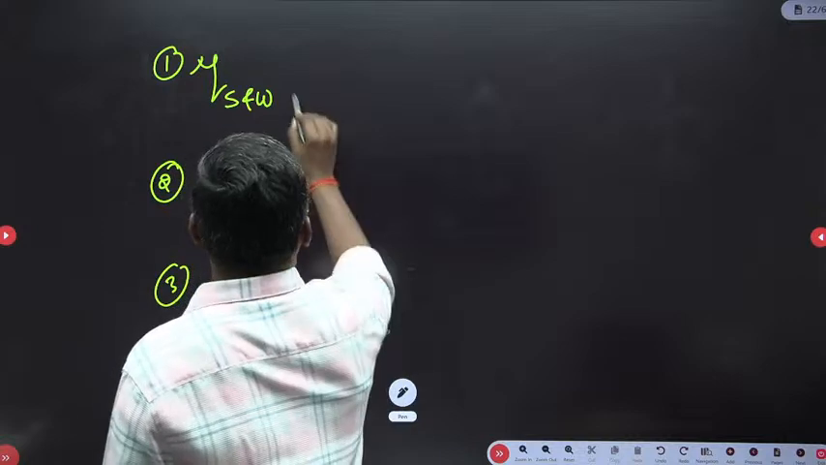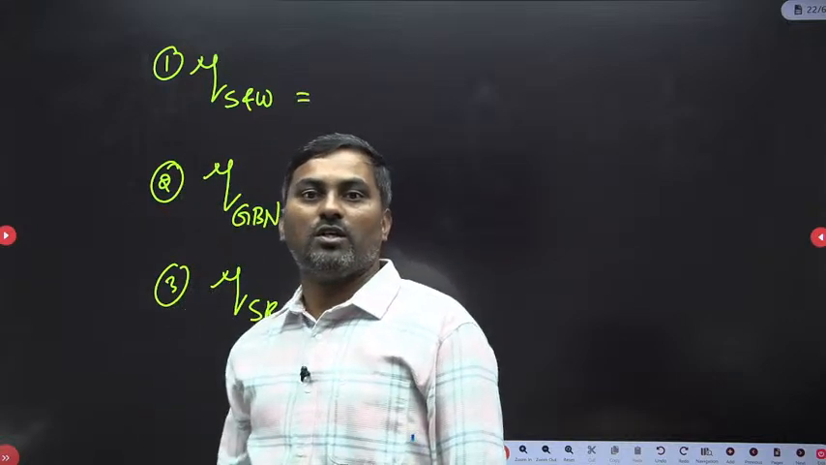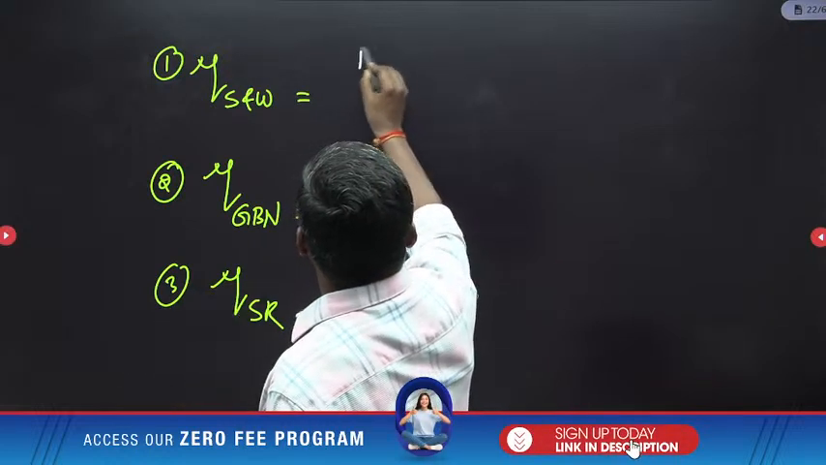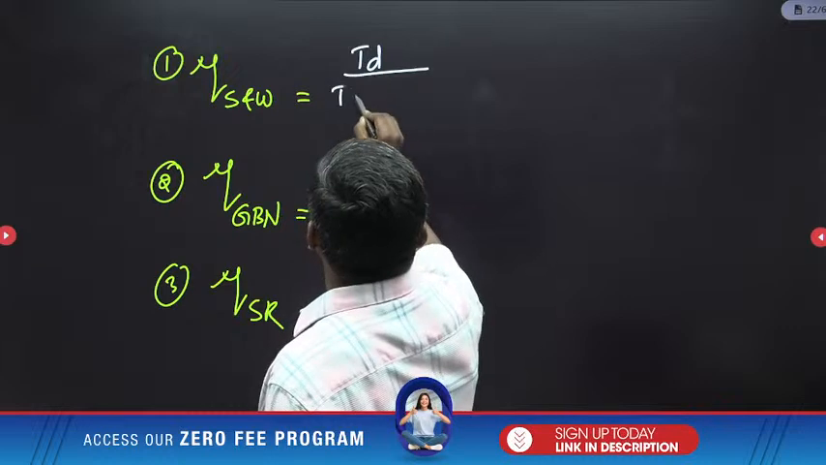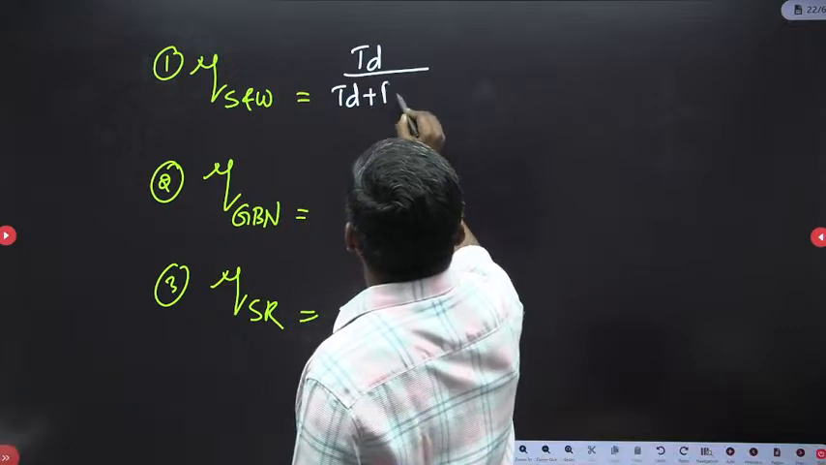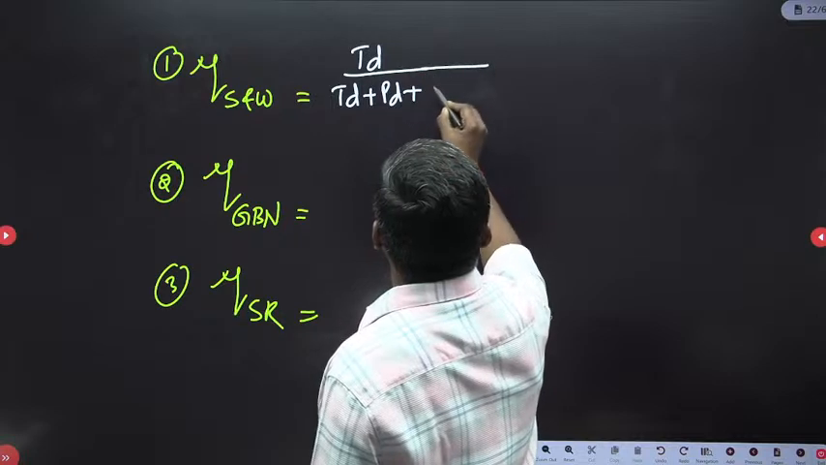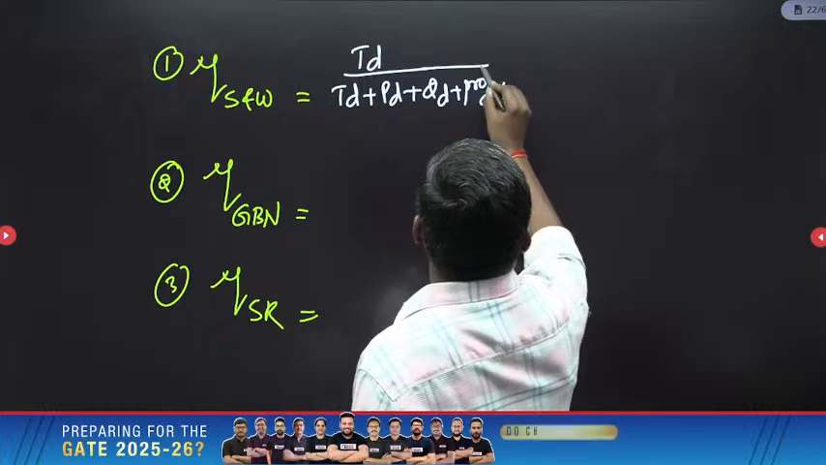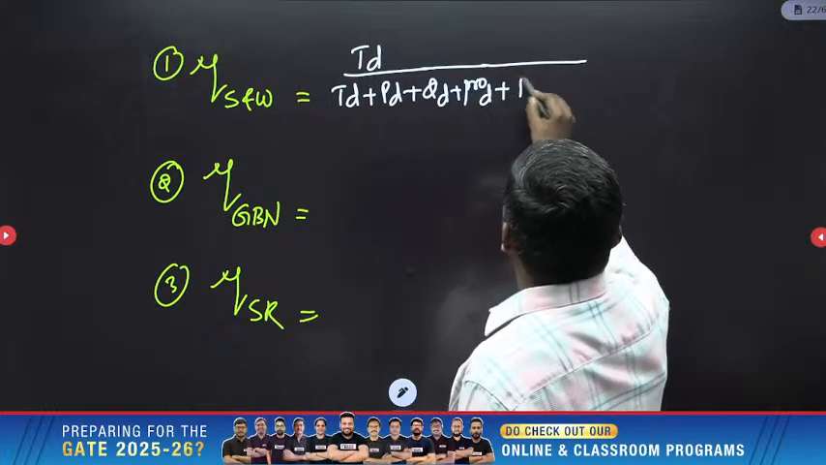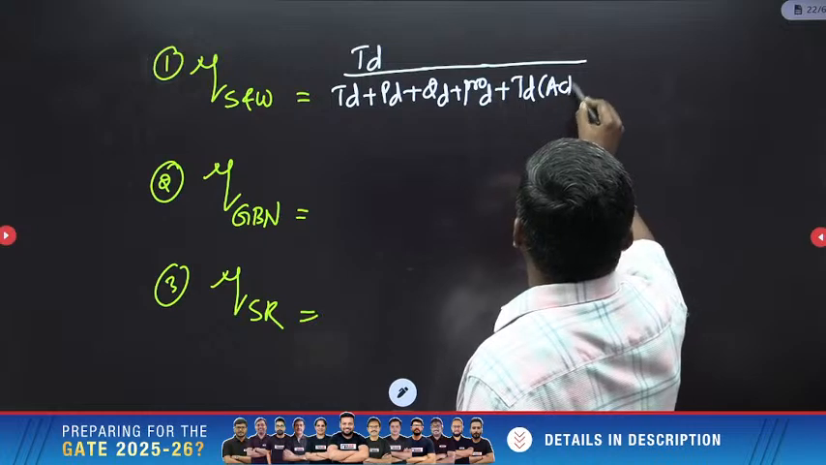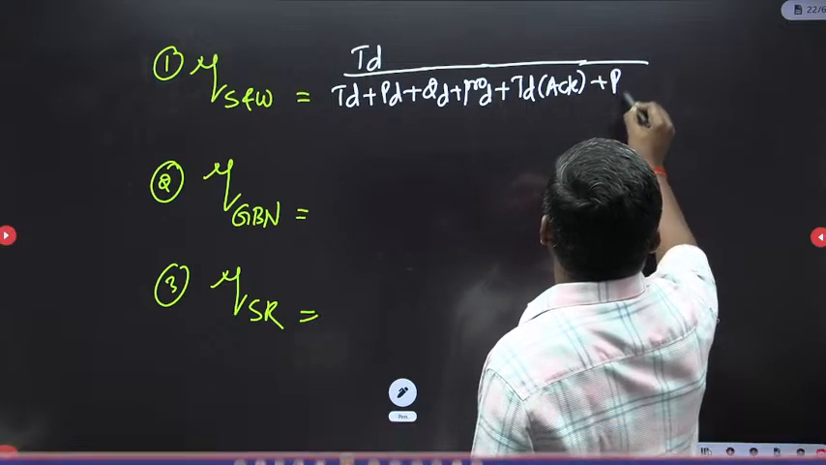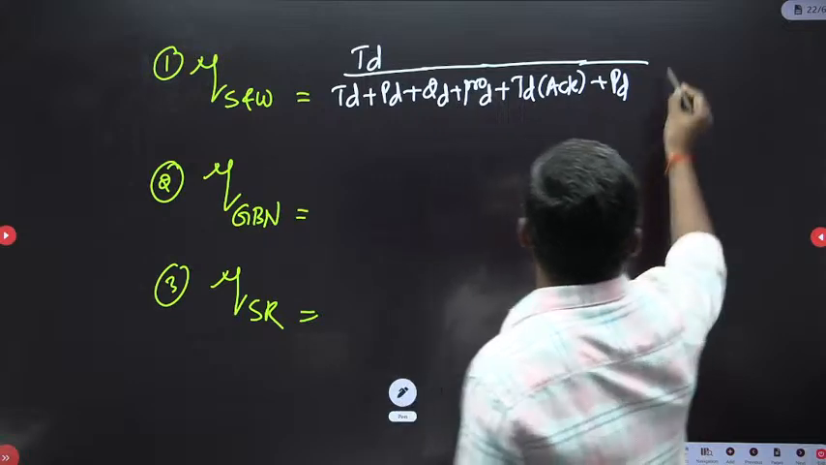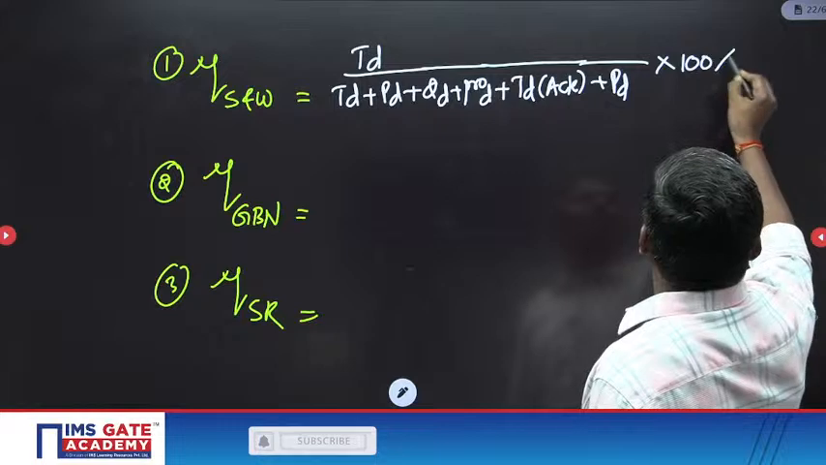Can you please answer? Efficiency is useful time by total time, right? Useful time is simply the transmission delay, divided by total time. What is the total time? Transmission delay and propagation delay will be there, correct? Then queuing delay and processing delay, yes or no? Plus again the transmission delay of the ACK, then the propagation delay of that ACK packet, correct? This is the total time, and this is the efficiency, right?